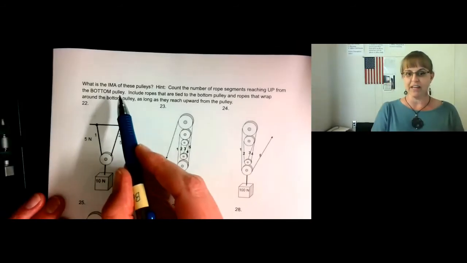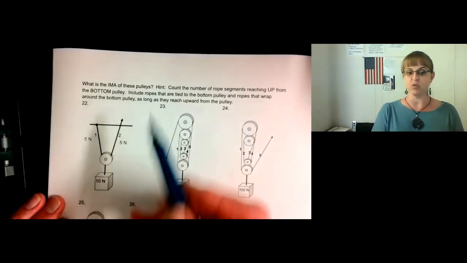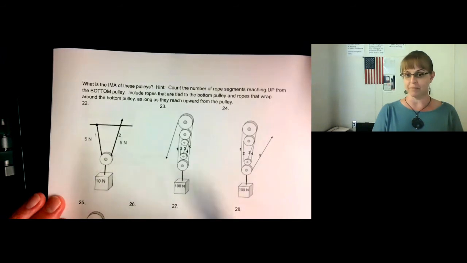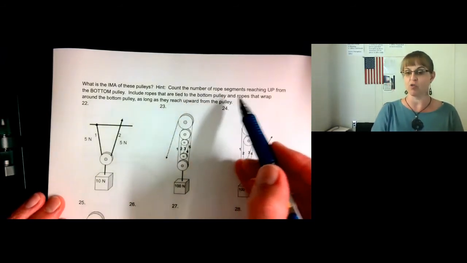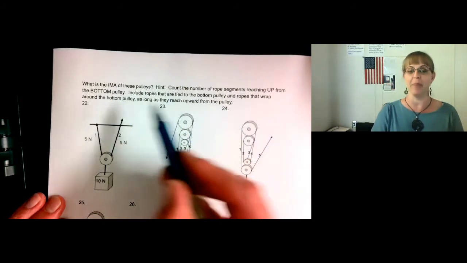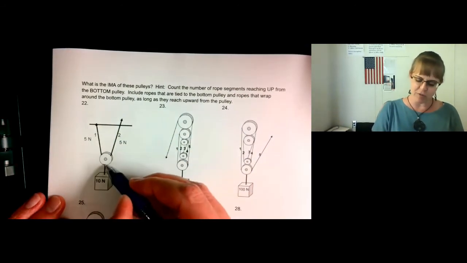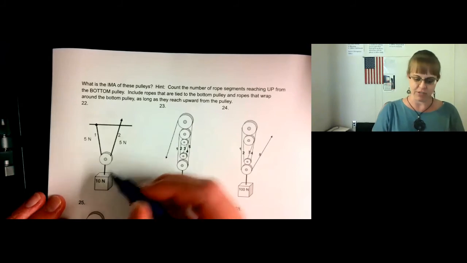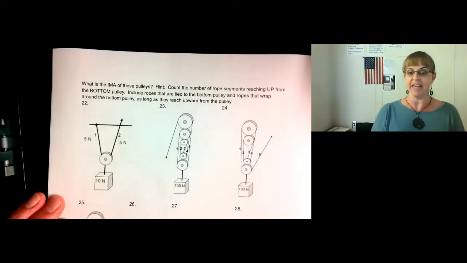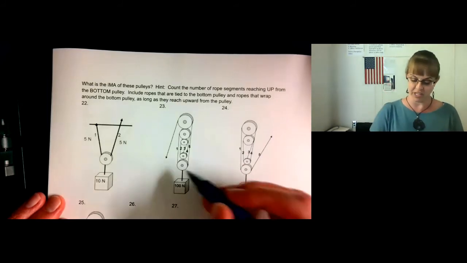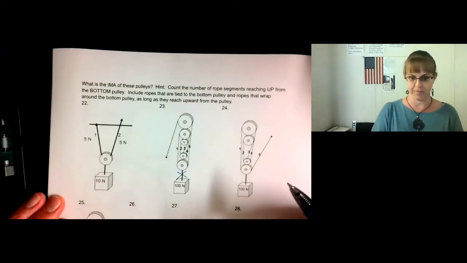Now, when you find the ideal mechanical advantage with multiple pulleys or a bottom pulley, here's how you do it. You count the number of rope segments reaching up from the bottom pulley. If there's a rope going down from the pulley, it doesn't count. Only the rope segments reaching up will count. Include ropes that are tied to the bottom pulley and ropes that wrap around the bottom pulley, as long as they reach upward from the pulley, not downward.